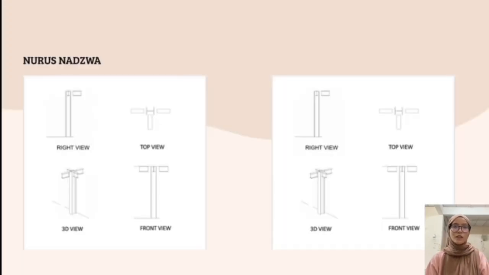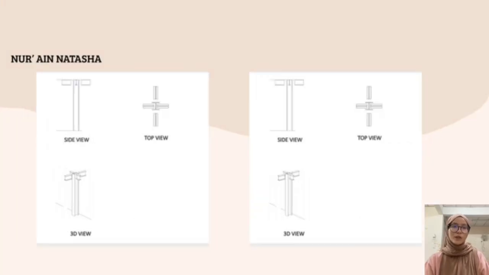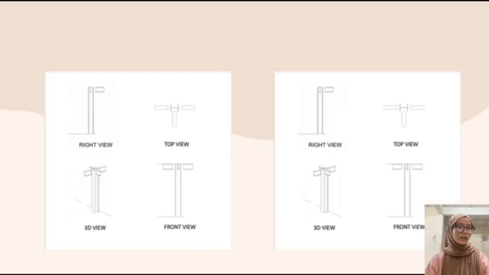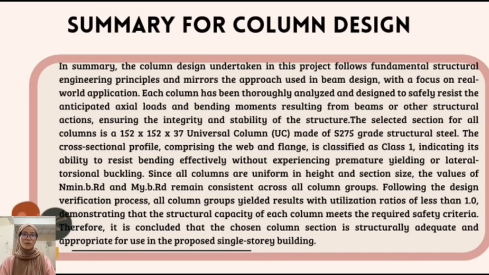Each column must be designed accordingly to safely support the loads based on its group classification. Next, this is a drawing of columns A1, A2 and A3. We have 4 views, which are right view, top view, 3D view and front view. Next is the drawing of columns B1, B2 and B3. We have 3 views, which are side view, top view and 3D view. Next is the drawing of C1, C2, C3. We have 3 views also, which are side view, top view and 3D view. And lastly, for columns D1, D2, D3, we have 4 views, which are right view, top view, 3D view and front view.